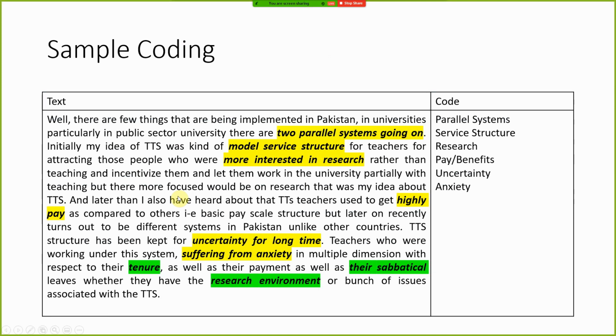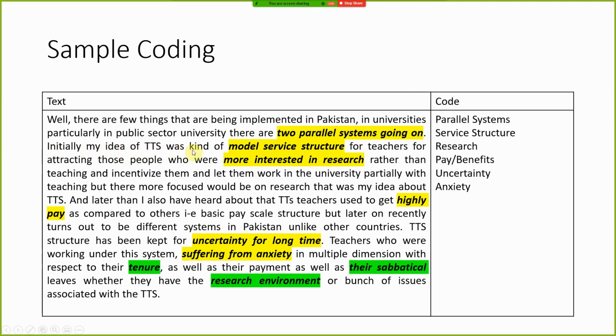Now here is an example. A friend of mine did a study and asked about the problems that university teachers are facing, particular to the tenure track system in Pakistan. While I was reading through this particular text, I identified this. Let me read through it. There are a few things that are being implemented in Pakistan. In universities, particularly in public sector universities, there are two parallel systems. So this particular sentence is very important.